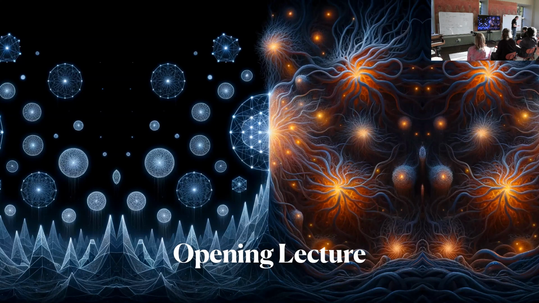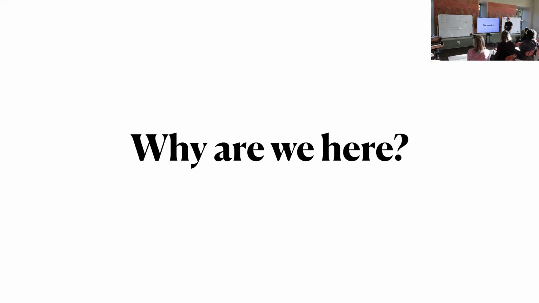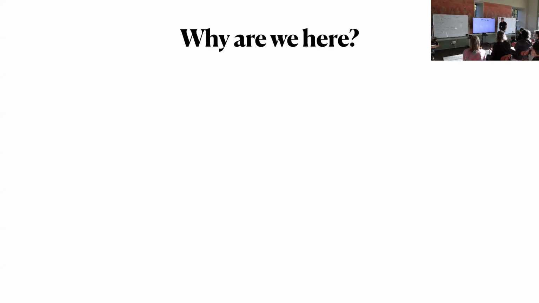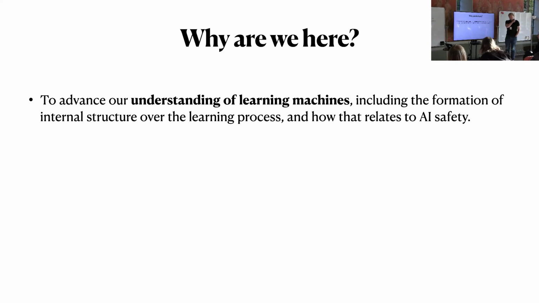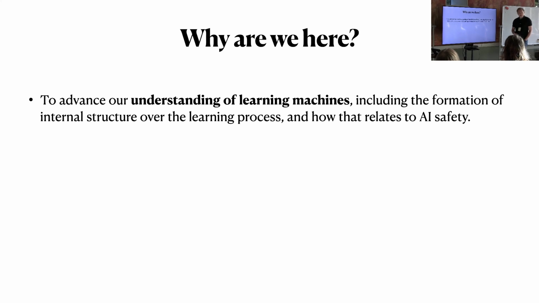So in this opening lecture, I want to provide some shared context about why we're here, the mathematical, experimental, statistical topics that we're going to discuss. I would say we come from several different backgrounds. Some of us are interested in AI alignment, some of us not to the same extent. But I think we can all agree that it would be better to understand learning machines much better than we currently do, including the formation of internal structure over the learning process.